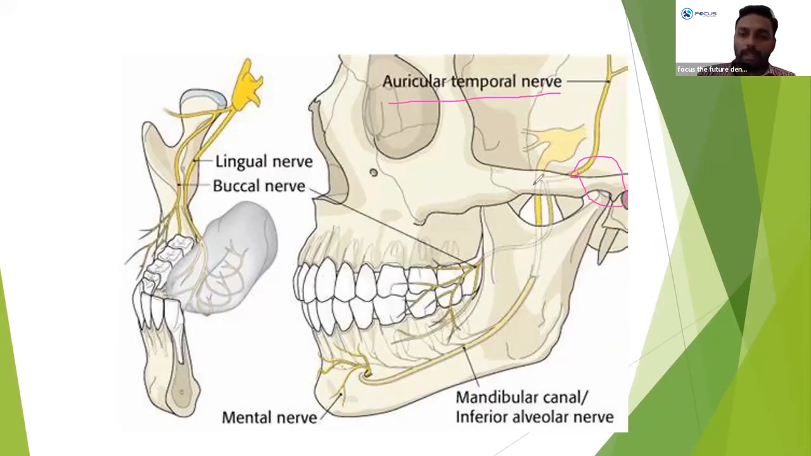Now this is a clear picture of your long buccal. You see how the long buccal is coming. For this buccal nerve, you give a nerve block in this region, isn't it? Can you see it? Hope you can see that pink round which I've drawn. Can you see it? Okay, very good.